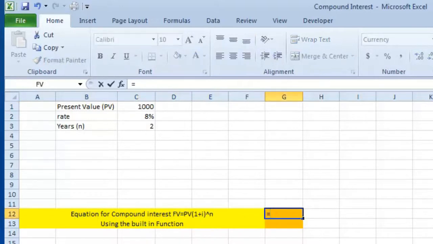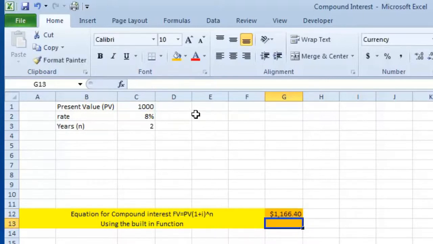So it's present value, all right, and I always like doing it like this, and I'm going to take 1, and I'm going to add the interest rate, and then I'm going to square it by the amount of years. All right, so it's $1,166.40.